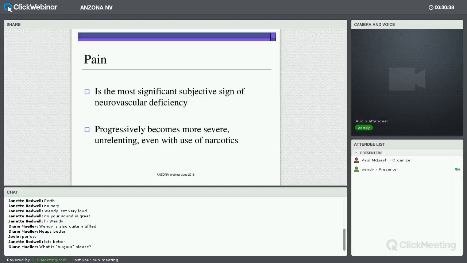We're looking at the analgesia and what sort of analgesic effects they're having. If we've been giving them analgesics and that's not having an effect and their requests are getting more and more, that could be very suggestive that there is a problem. It's progressive, it becomes more severe, it's unrelenting, and no matter what we try with narcotics or opioids, that's a real warning sign for us.